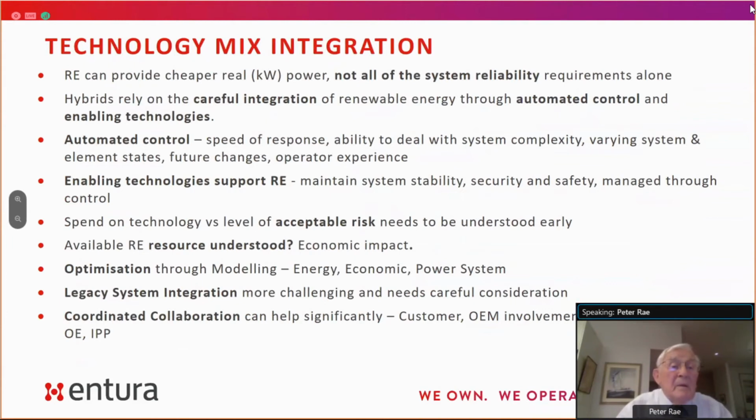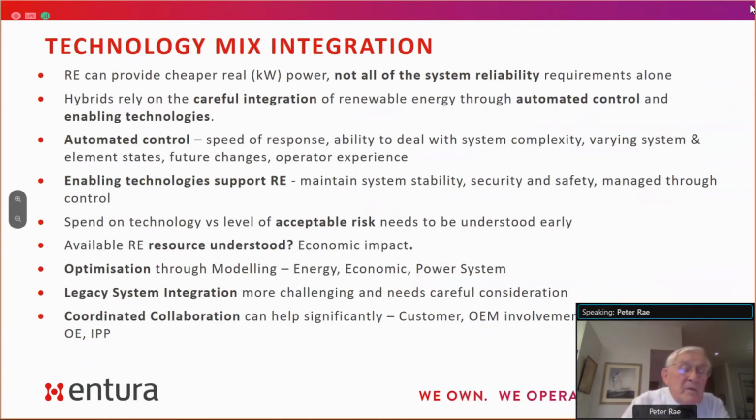Okay. Well, the technology mix and integration of renewable energy can provide cheaper real power, but not all of the system reliability requirements alone. Hybrids rely on careful integration of renewable energy through automated control and enabling technologies. Automated control brings speed of response, or ability to deal with system complexity, varying system and element states, future changes, and operator experience. Enabling technologies support renewable energy, maintain system stability, security, and safety, managed through control.